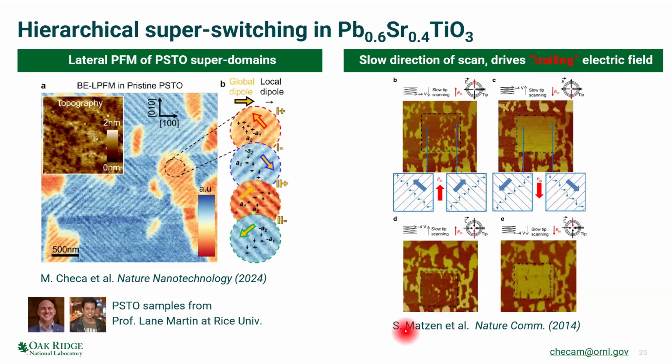Then the group of Beatriz Noheda and others have studied how we can use an AFM tip to switch the polarization state from one of those superdomains to another, right? And how they do it is by using the slow direction of scan as a driving force for that switching mechanism to happen. So basically, by scanning from the bottom to the top with positive bias, you get the same as if you scan from the top to the bottom with negative bias. So you have some sort of trailing electric field that allows you to switch the polarization in plane within those 4 possible states of your sample.